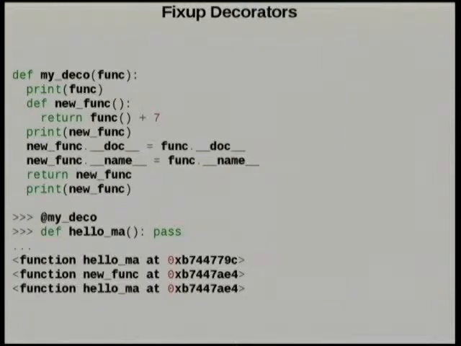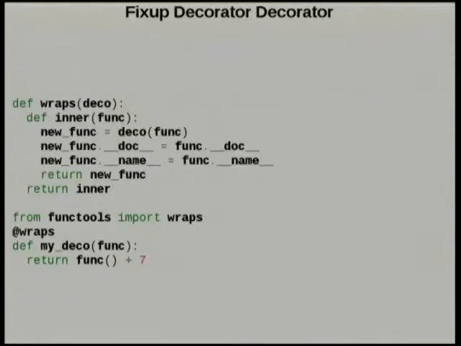So, fix-up decorators. This has been since the beginning of decorators. Anytime you decorate a function, you want the return function, the wrapped function, to look a lot like the old one. So you take the old func and the new func, and you copy some of those attributes: the doc, the name, the argument signature. At the bottom we have mydeco, takes hello ma, creates a new func, and then immediately makes the new func look as much like hello ma as possible.